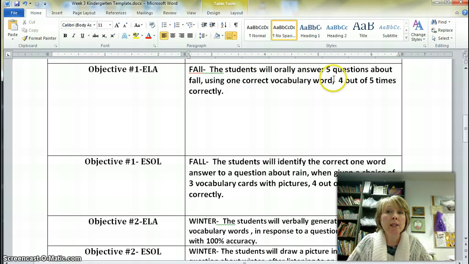The students will orally answer the 5 questions about fall using 1 correct vocabulary word 4 out of 5 times. So I have a system in my mind of how I want to set that up, and that's what's going to be described within your lesson plan. You don't have to designate all of that now.